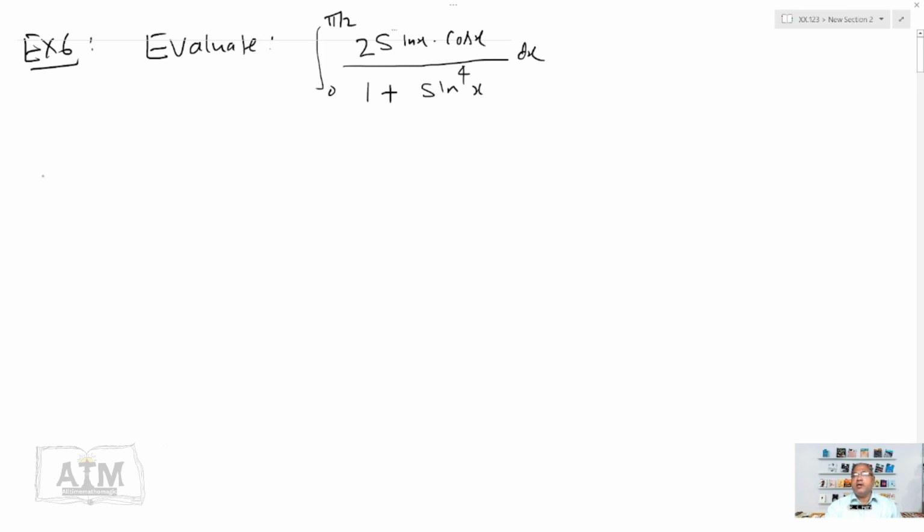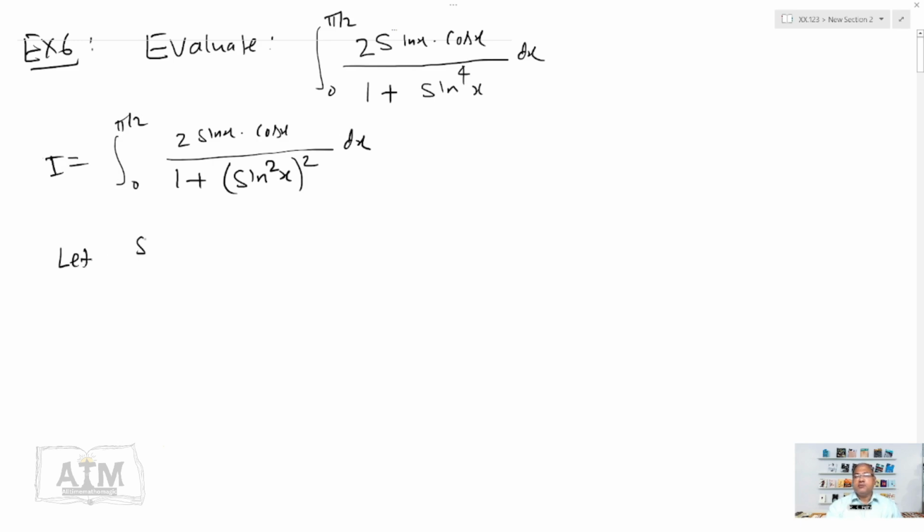Example 6. Evaluate integration 0 to pi by 2 of sin x cos x upon 1 plus sin raised to 4x with respect to x. Here I equals integration 0 to pi by 2. Direct substitution is not possible. A little change is required in the denominator, that is, sin raised to 4 x can be written as sin square x whole square. Now the derivative of sin square x will give us 2 sin x cos x.